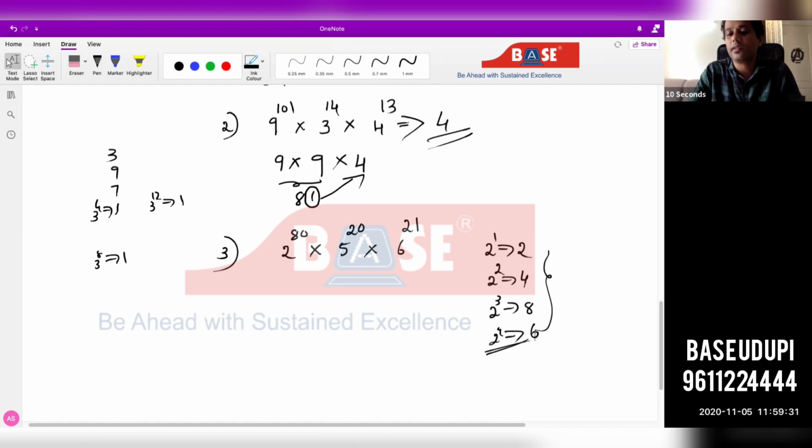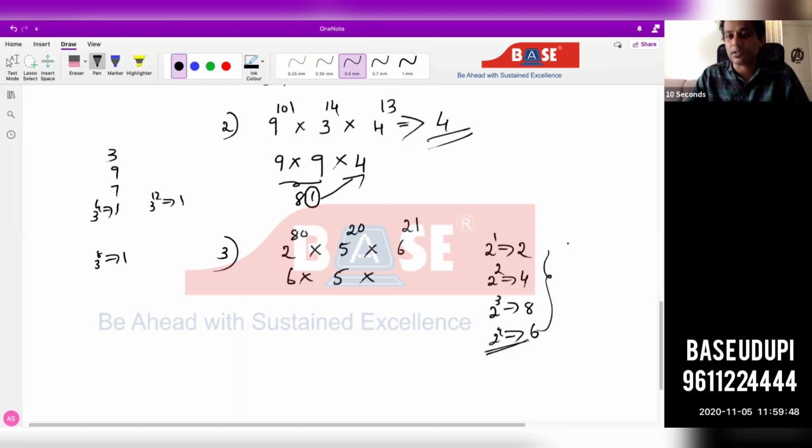What does 2 power 4 end with? 6. 2 power 8, 12, 20 ends with 6. 40 ends with 6. 60 ends with 6. 80 also ends with 6. Anything to memorize? No. 5 power 1, 5. 5 power 2, 25 ends with 5. 5 power 3, 125 ends with 5. It is always 5.